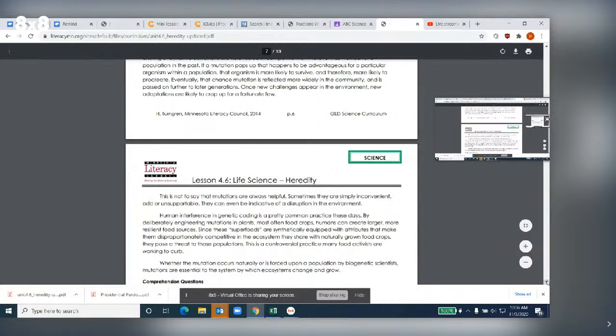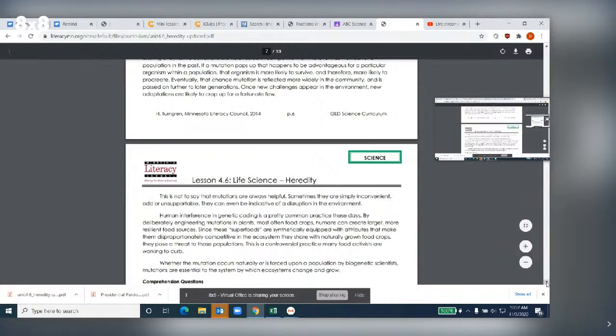And this says whether mutation occurs naturally or is forced upon a population by biogenetics, scientists say mutations are essential to the system by which ecosystems change and grow. Okay. Sometimes it happens with us, like they said. Sometimes we get a gene that neither one of our parents has. It's through a mutation. So that does happen sometimes in humans.